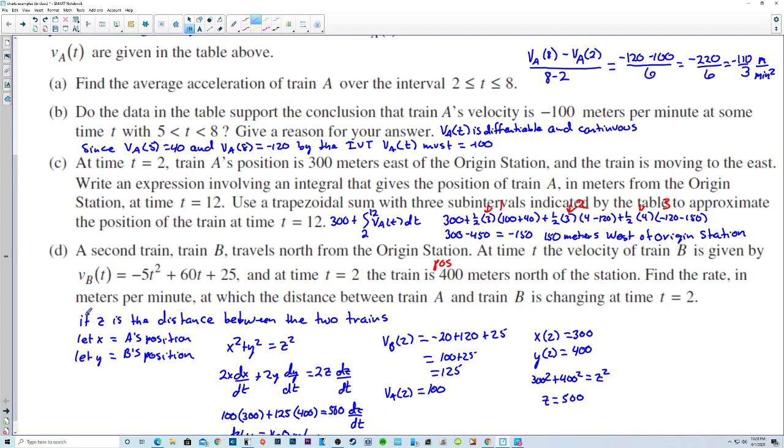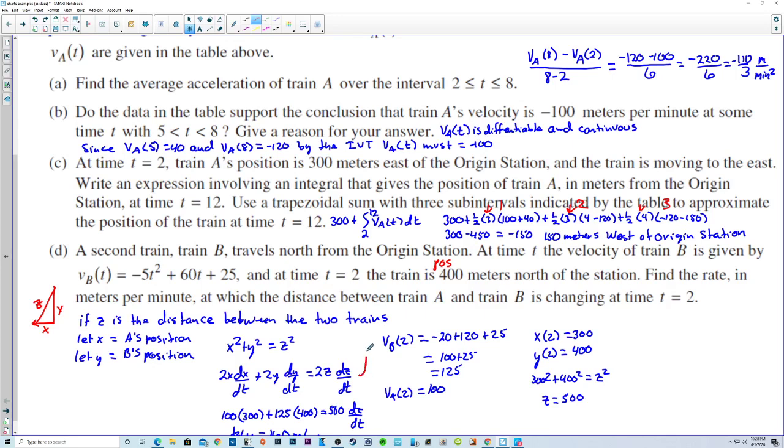So then we have, if one's going north and the other one is on now really the west side, we have a right triangle. So this is z, this would be x, and then this would be the y. So x squared plus y squared equals z squared. Now we're trying to find the rate of change between the two. So we're going to take the derivative implicitly, with respect to t. So we have 2x dx/dt plus 2y dy/dt equals 2z dz/dt. And we can divide everything by 2, so I'm not going to worry about the 2.